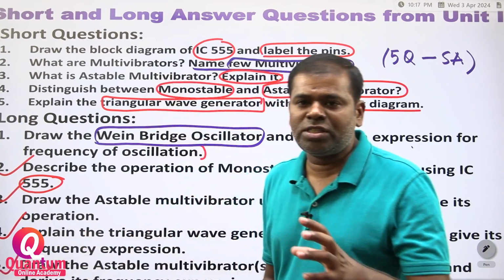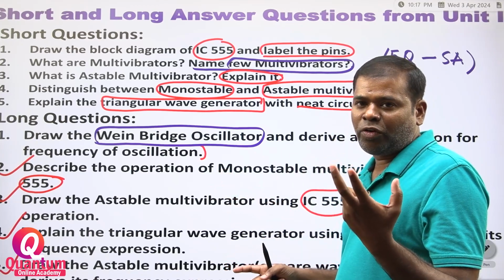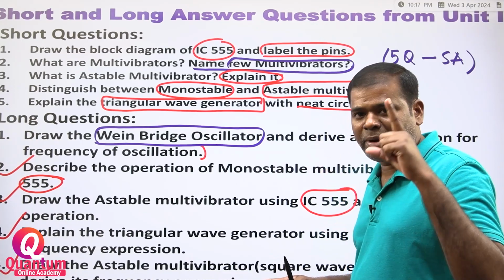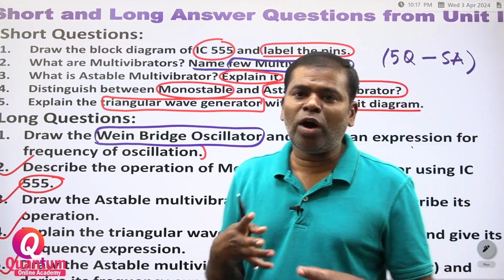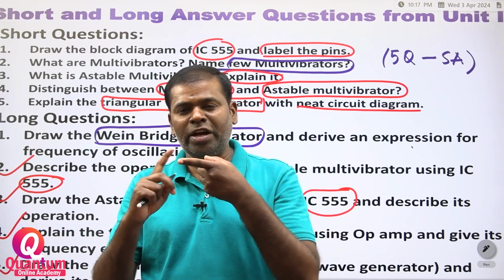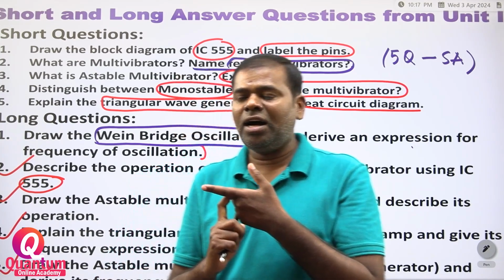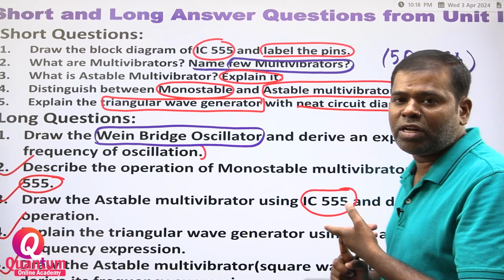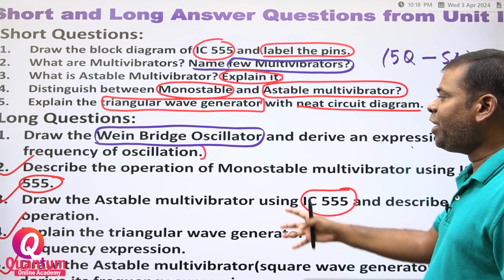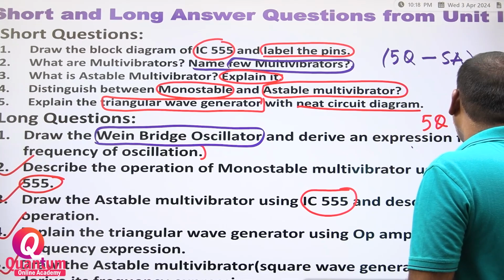Only 5 questions are there. IC 555 application: IC 555 you have to use as an astable multi-vibrator, one question. IC 555 you have to use as a monostable multi-vibrator. The latter three questions: one is the sine wave generator, another one is the triangular wave generator, and another one is the monostable multi-vibrator you have to write. So these 5 questions for long answer you have to read.